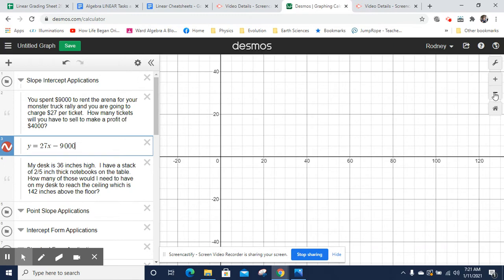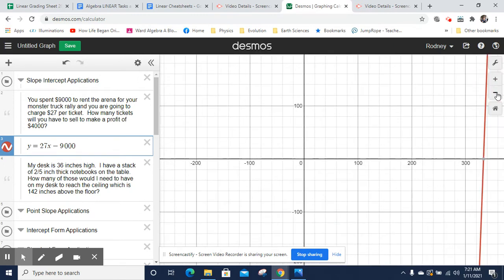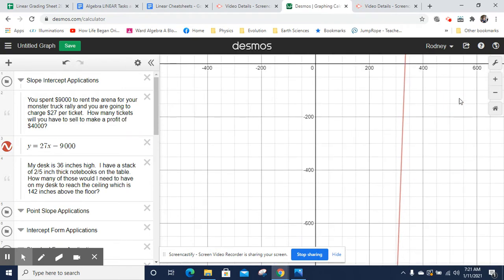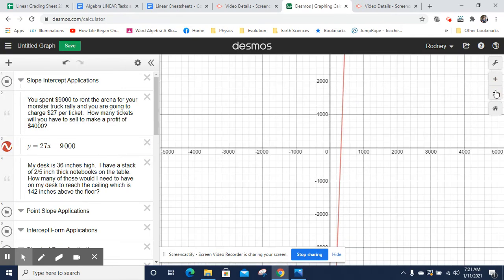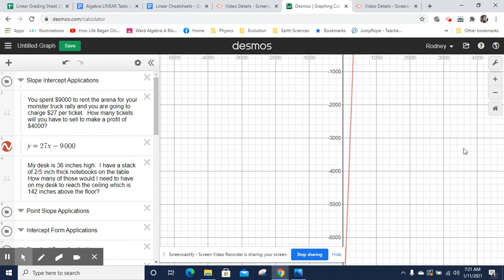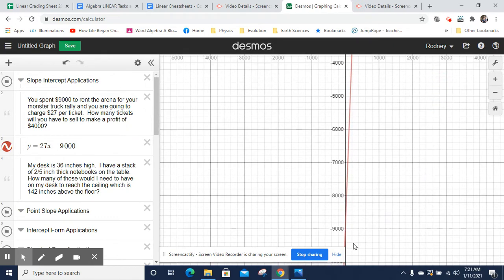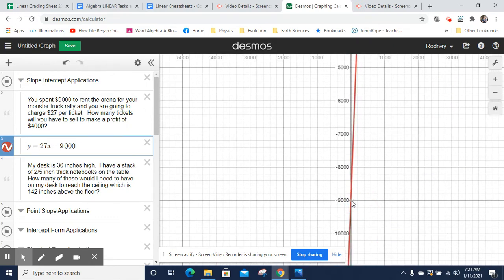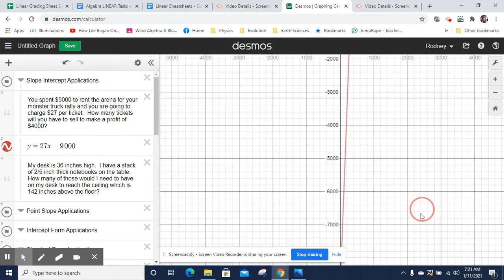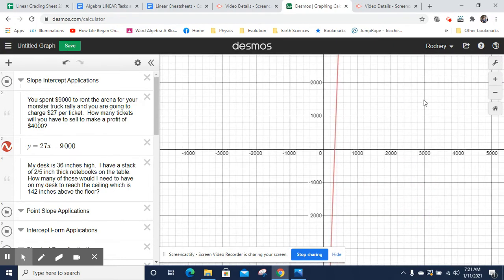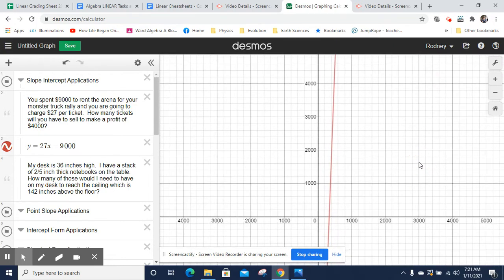So you won't see this on this graph very well. We have to zoom out a bit before we see it. Okay, and there's our equation. Let's go way down here. Negative $9,000, that's our Y-intercept. And it's got a very steep slope because it goes up $27 every time one ticket is bought. Okay, now we have an equation.